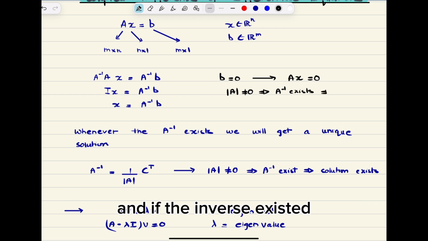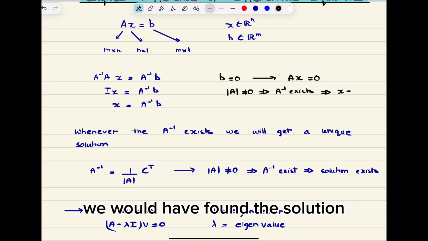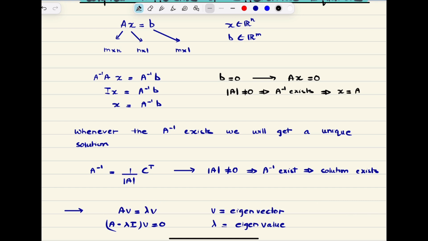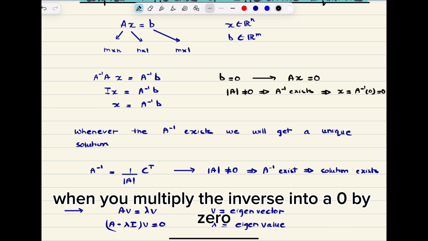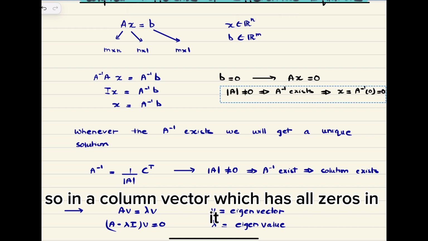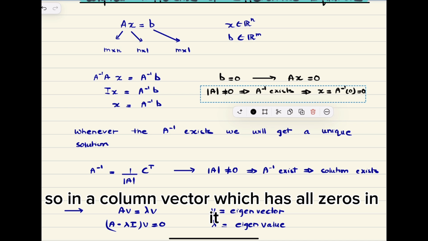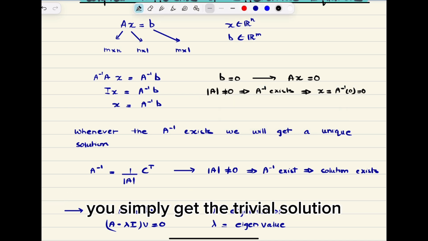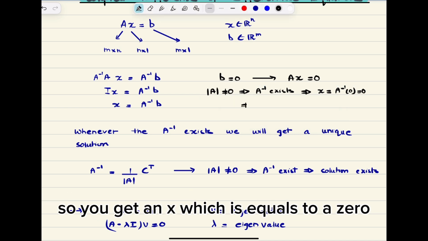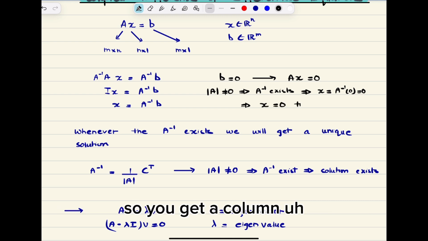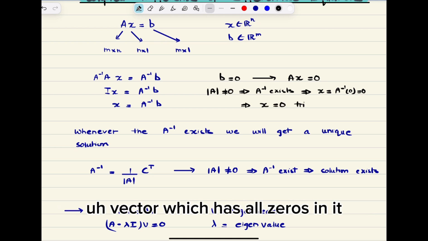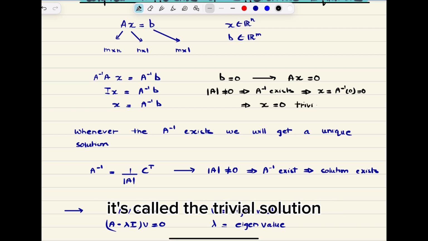And if the inverse existed, we would have found the solution, which is when you multiply the inverse by a column vector which has all zeros in it, you simply get the trivial solution. So you get an x which is equal to 0, a column vector which has all zeros in it. It's called the trivial solution.